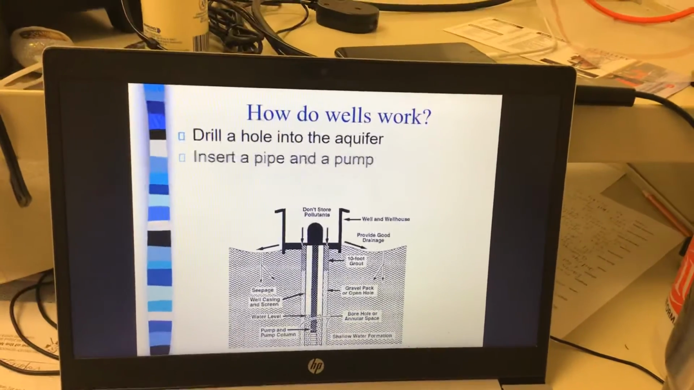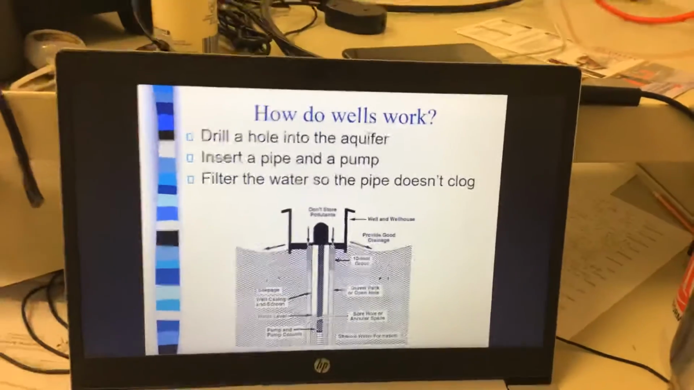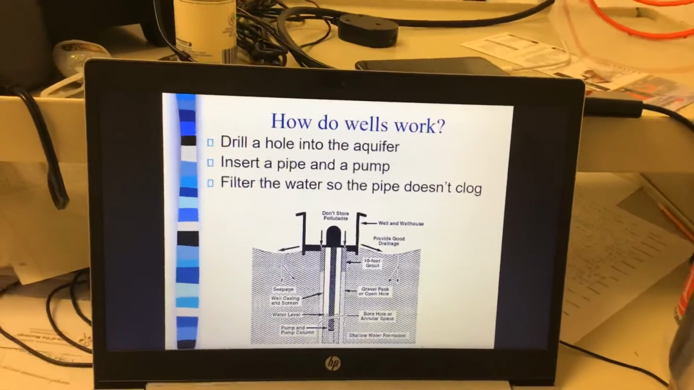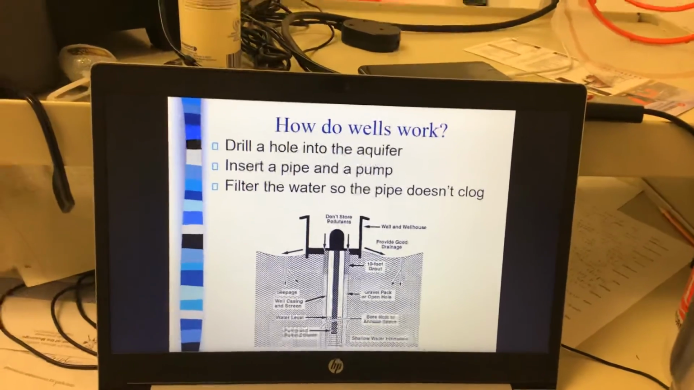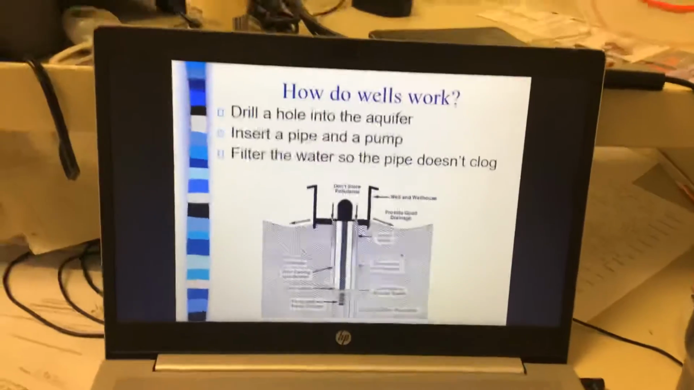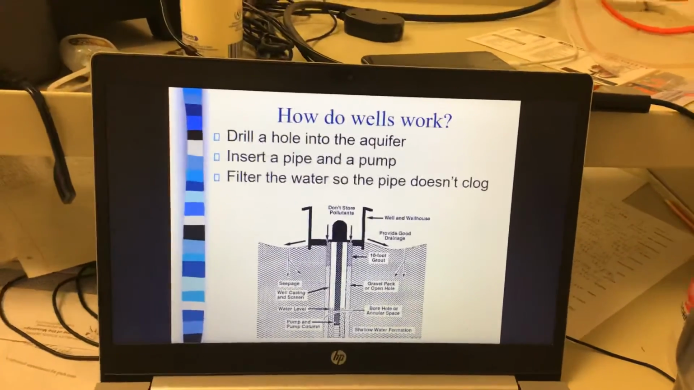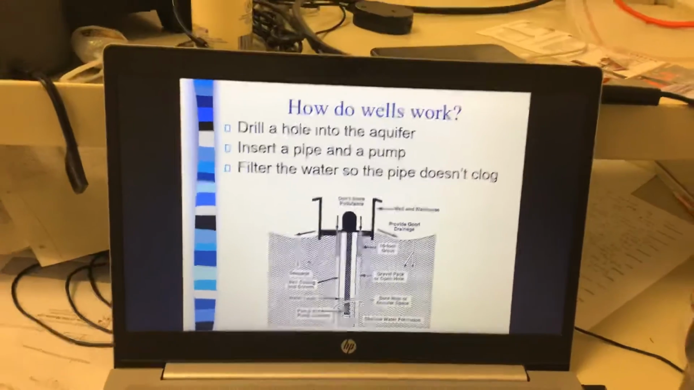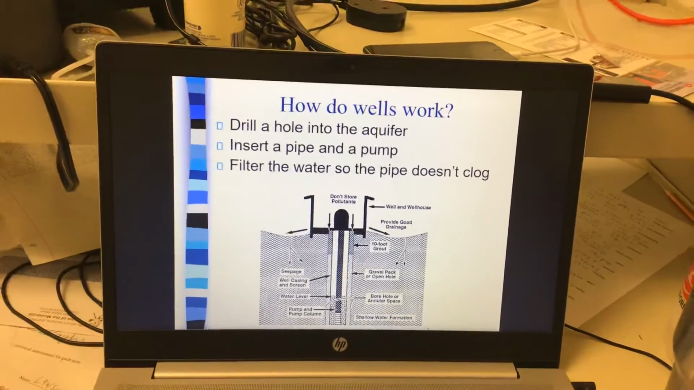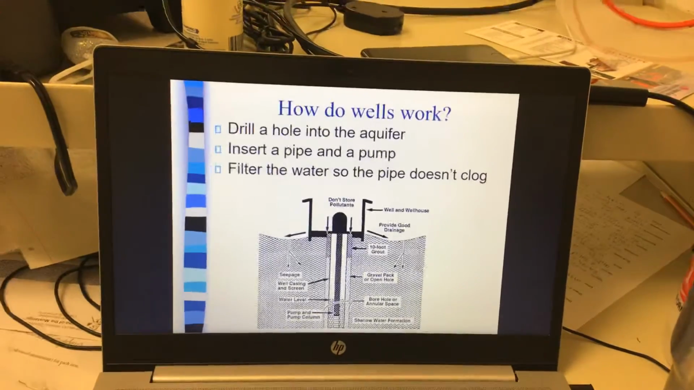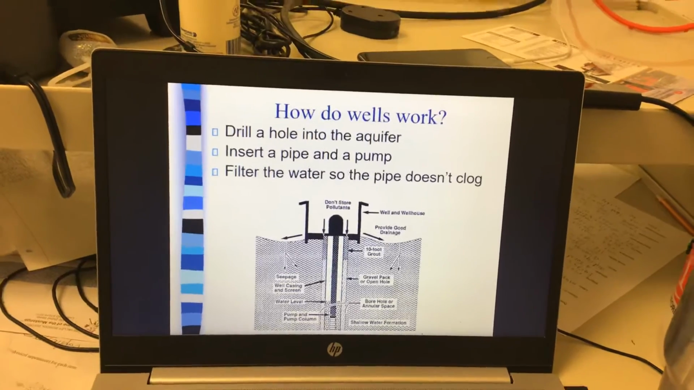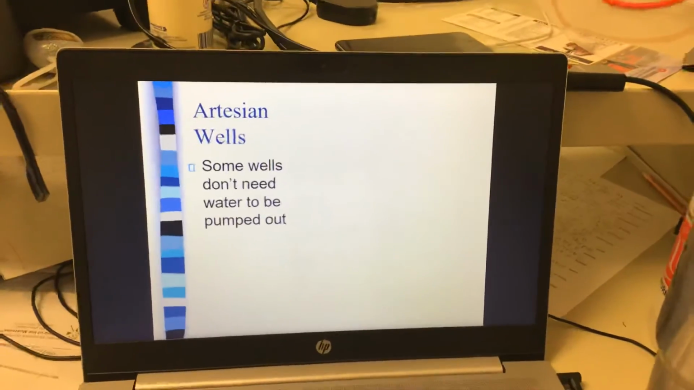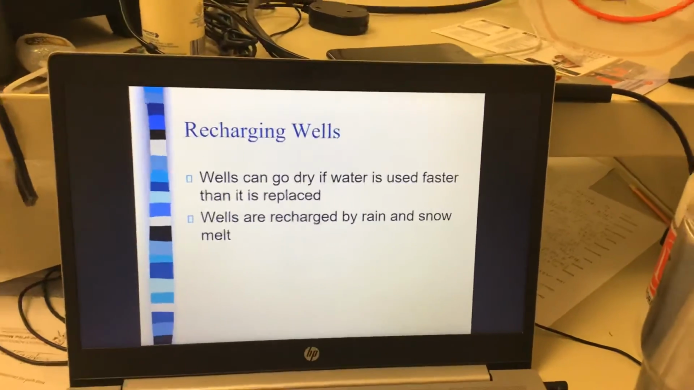So you don't need to write this. But how do wells work? Basically, think of that cup of rocks that you dumped water in between. And you're going to drill a hole into the aquifer. You're going to insert a pipe, and you're going to put a filter on it so the pipe doesn't clog. So if you wanted to break that down really easily, you had that cup full of rocks that you put water in, stick a straw in there, okay? And that straw, then you would suck on the straw, and that would act as you pumping water up. So kind of similar. Artesian wells or natural wells. Don't worry too much about that.